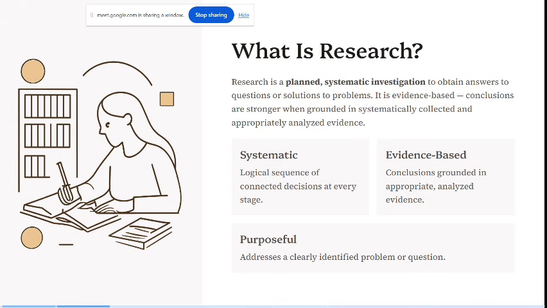That is evidence-based. Most of the time evidence is necessary because we cannot find anything from ourselves, so we need evidence, and we can use it. Conclusions should be grounded in appropriate evidence analysis. So we need evidence-based information. Then your study should be purposeful. You need to address a clearly identified problem, then find the answer. You should find the solution for a problem and an answer for a question. Good.